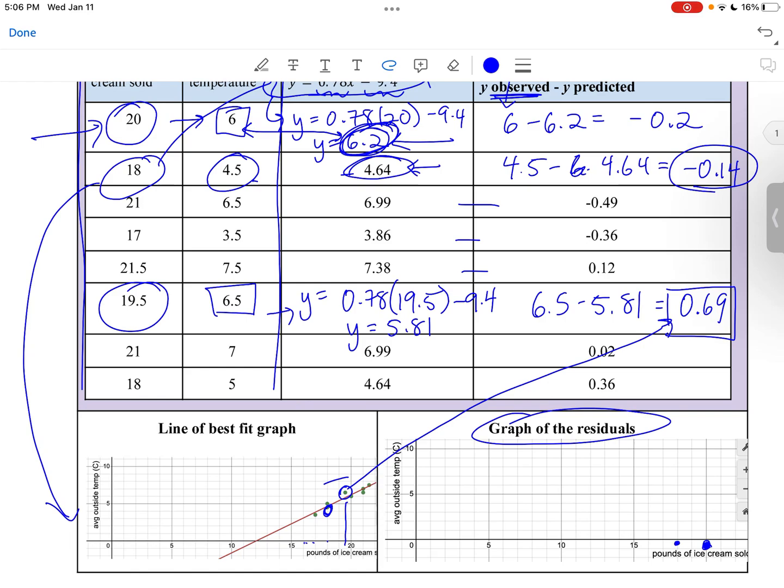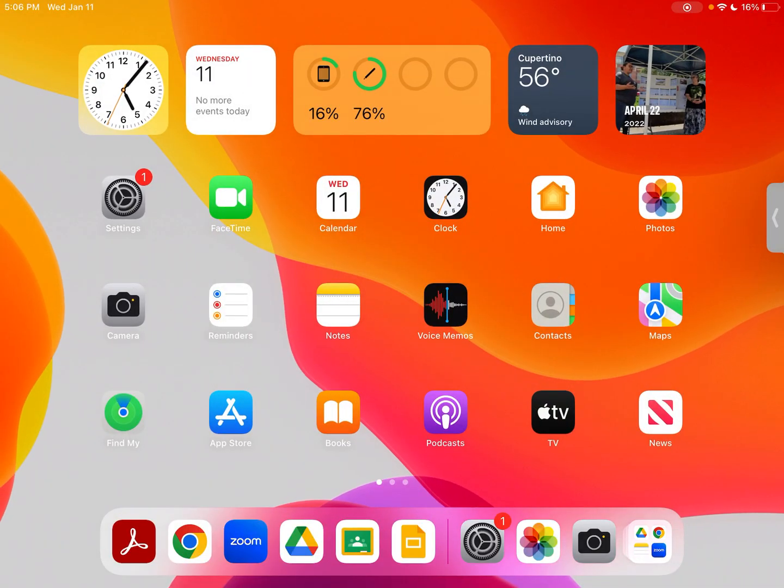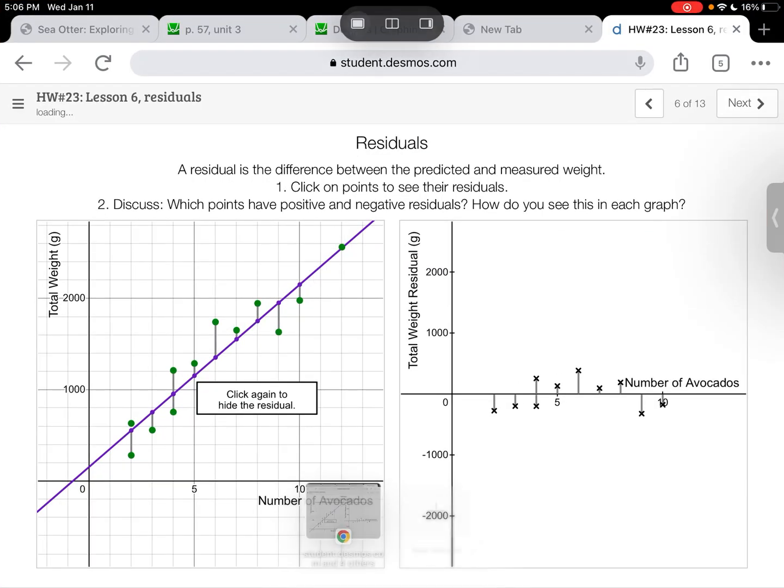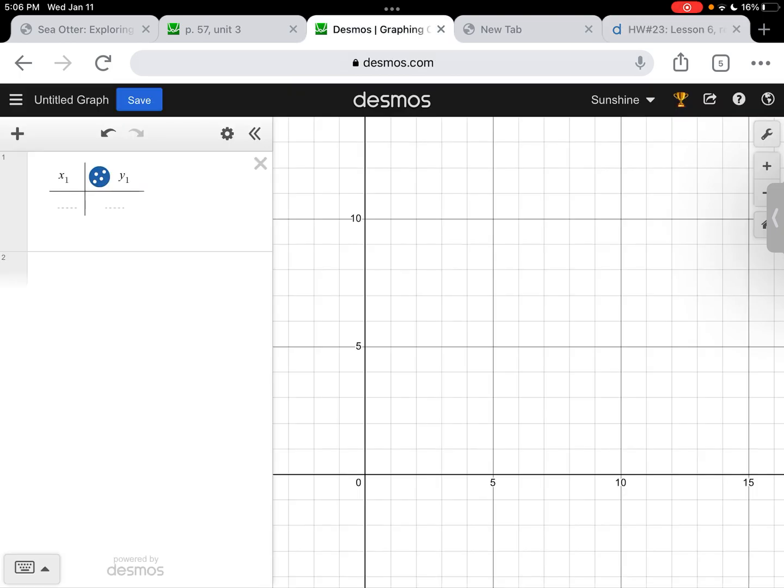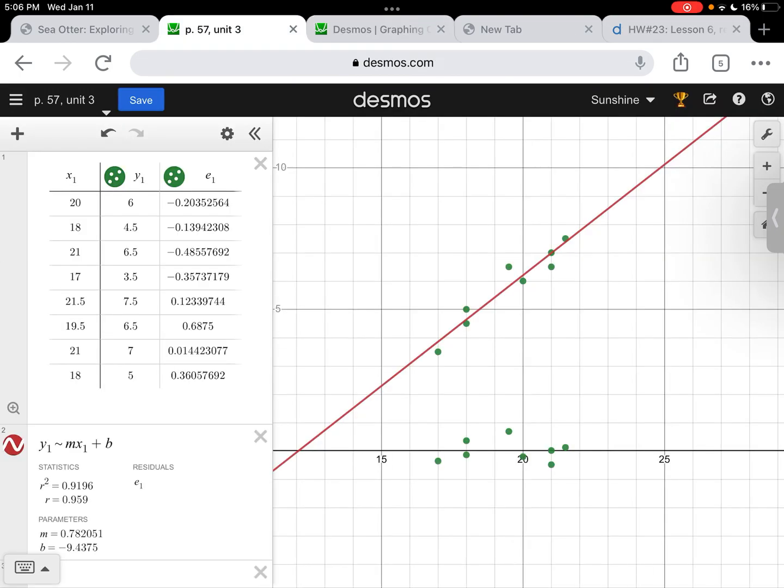We'll graph that residual. So you're going to graph all these residuals. I will do one more for you. That is 0.69. Let's see here. 19.5, 0.69, I'm going to say that's about there. So you can graph all those residuals. Let's go to Desmos and see what that graph actually looks like.